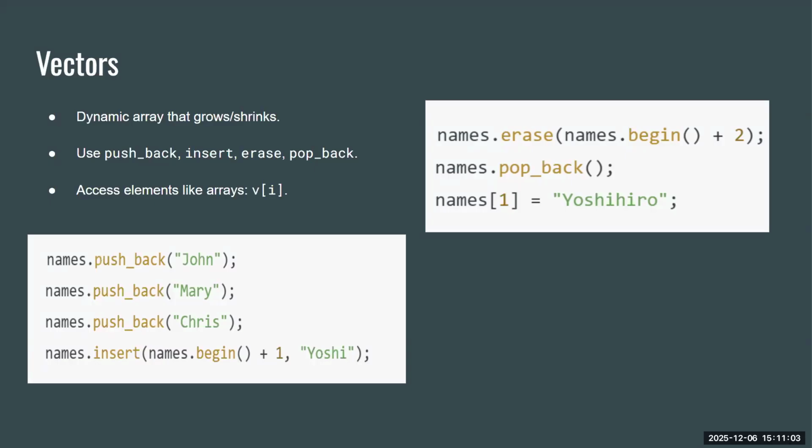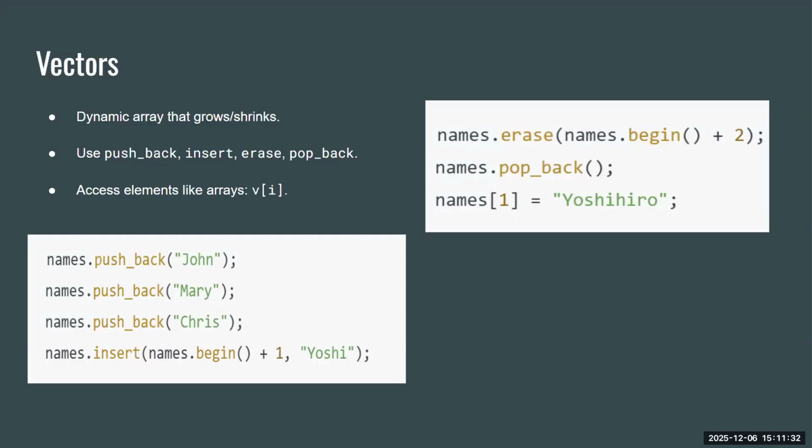So let's look at the first example. In this example, we start by adding three names using push_back. Each push_back takes the new value and places it at the end of the vector. So after these three operations, the vector will look something like an array containing three names: John, Mary, Chris. It'll just add each of those names to the end of the array.